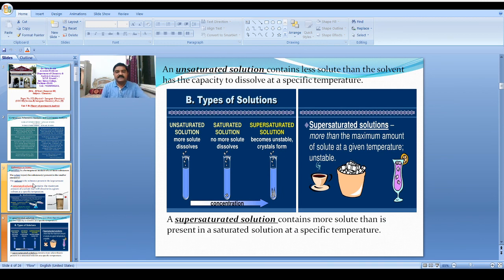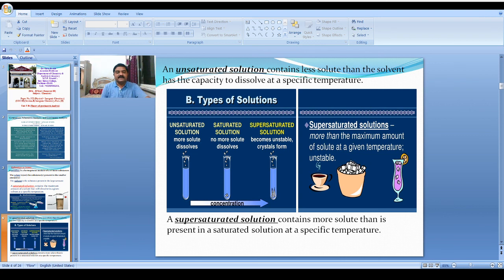Next, the definition of an unsaturated solution. The unsaturated solution contains less solute than the solvent has the capacity to dissolve at a specific temperature. That means at room temperature, we look at how much of the solute will be dissolved, which is a lesser quantity of the solute.